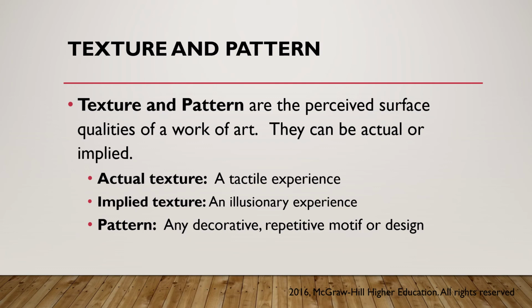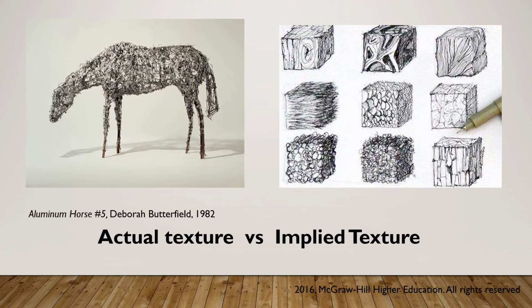But actual texture is something you can actually feel. Implied texture is an illusion. Okay, it's making that bunny that you drew look like a nice soft bunny. And anything that's repetitive is a pattern. The repetition can be color, it can be line, it can be shape, it can be anything like that. So these are some examples of actual texture versus implied texture.